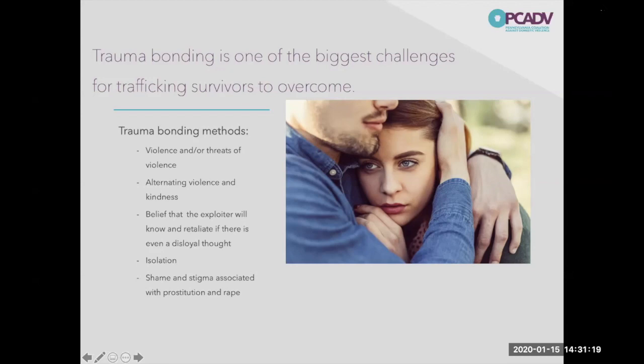And what do we say over and over? It takes 9 times, 10 times, 6 times on average. The numbers change, but it takes a lot of times for somebody to successfully leave an abusive relationship. And it's no different for a survivor of trafficking. So that's important for us to remember.